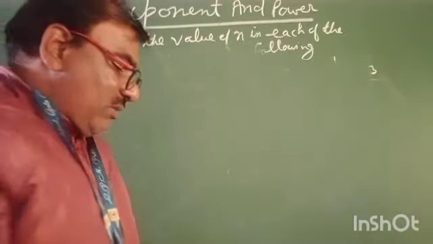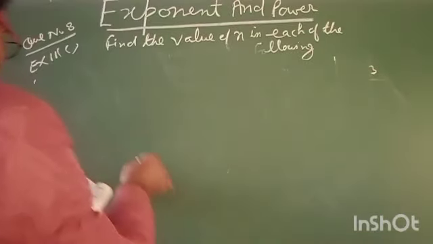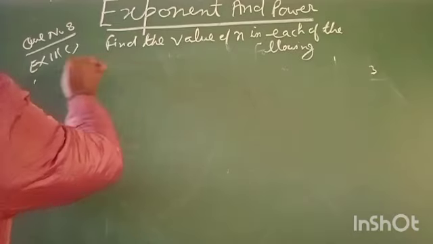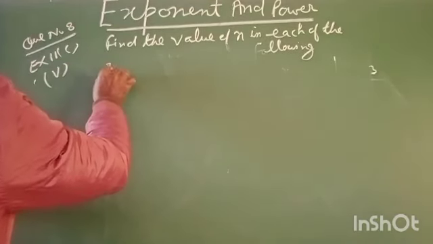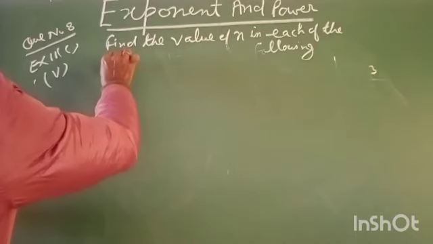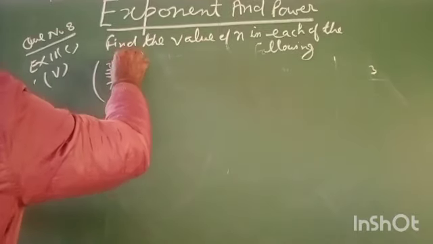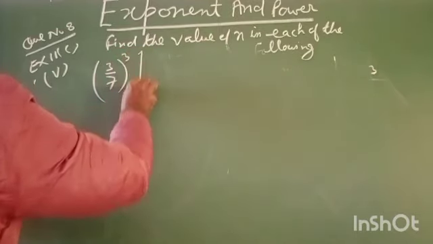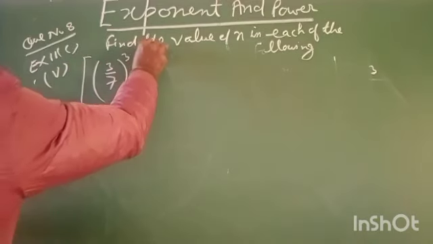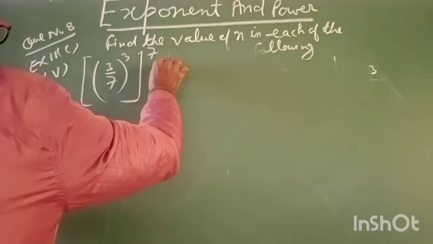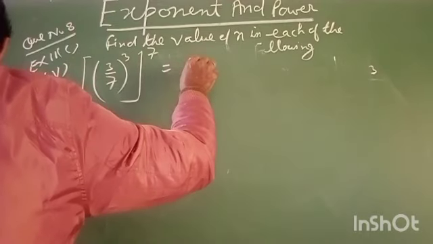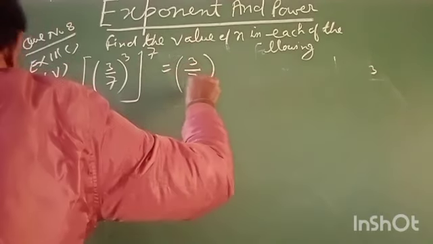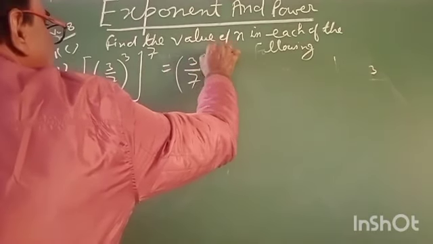Fifth part of question number 8 is (3/7)^3 whole to the power 7, equal to 3/7 to the power n.